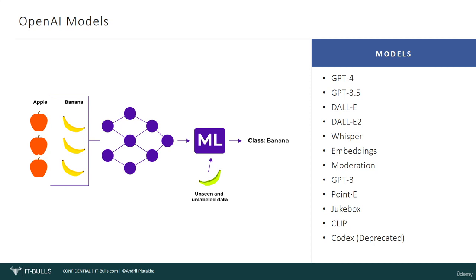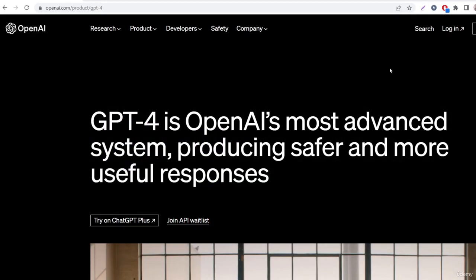But anyway, let me make an overview of the models that are available as of today. This will help you to understand the context and naming patterns. So there are the following models: GPT-4, GPT-3.5, DALL-E, Whisper, Embeddings, Moderation, GPT-3, Point-E, Jukebox, CLIP, Codex. Let me make a brief overview of each of these models. Let me start with GPT-4.